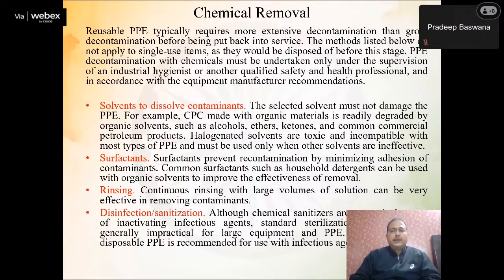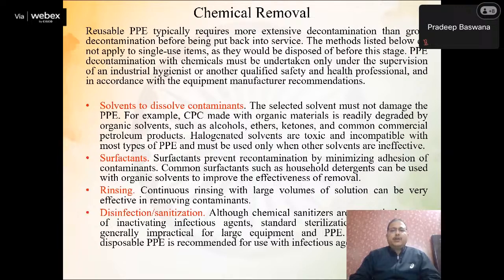Solvents to dissolve contaminants. The selected solvent must not damage the PP. For example, CPC made with organic materials is readily degraded by organic solvents such as alcohols, ethers, ketones, and commercial petroleum products. Even halogenated solvents are toxic and incompatible with most types of PP and must be used only when other solvents are ineffective. So this should be taken into consideration.